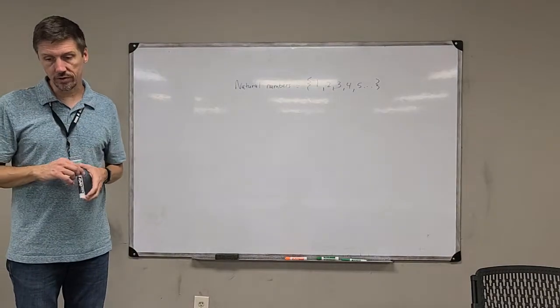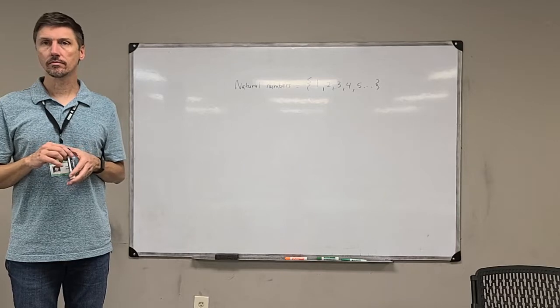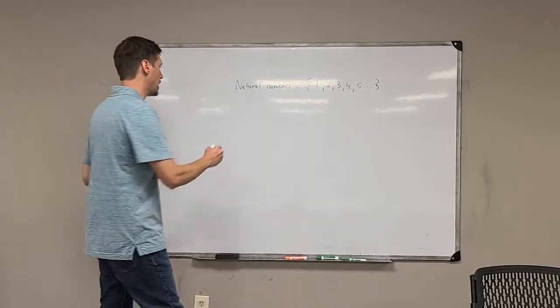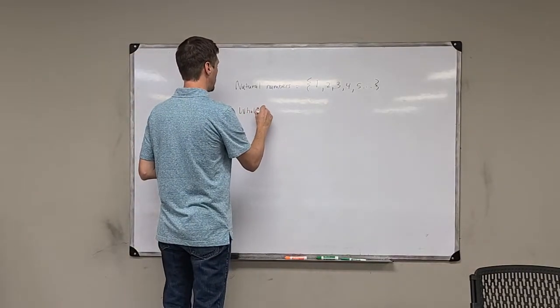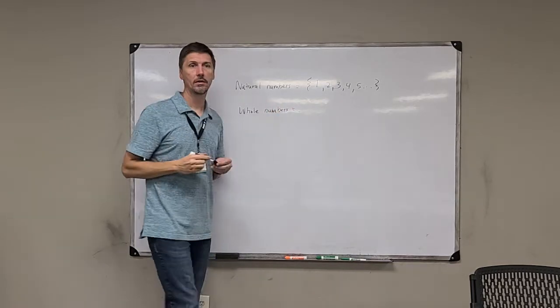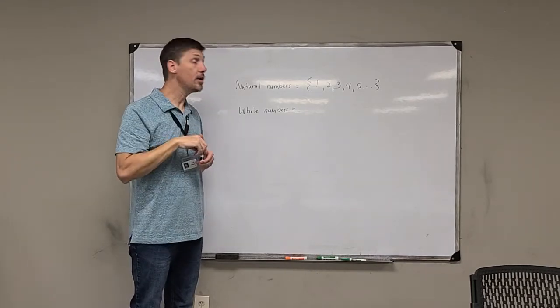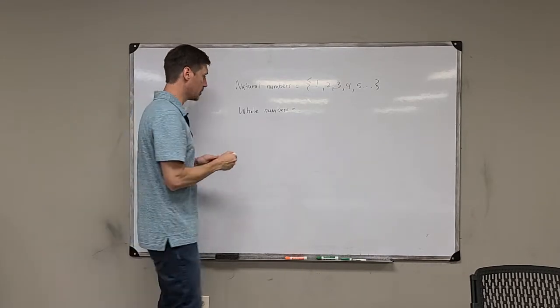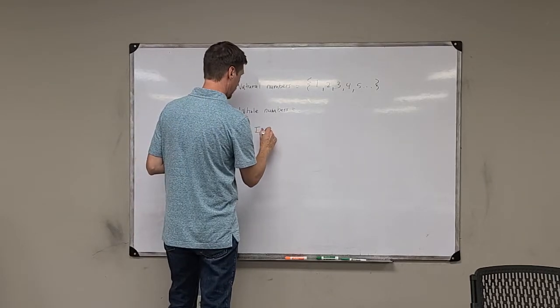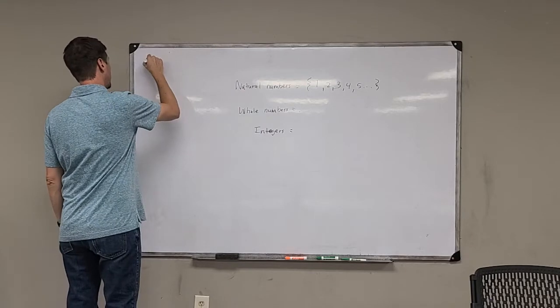Does anybody know the difference if we use the term whole numbers? It would be almost the same with one slight modification. It involves negative numbers too. No, you're close. That would be the next one. So if we said integers, then we're going to include the negatives. All right?